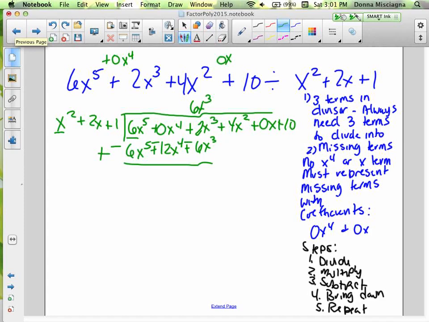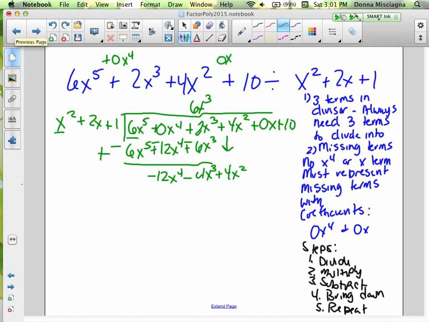6x to the 5th minus 6x to the 5th, that's 0x to the 5th. 0x to the 4th minus 12x to the 4th is negative 12x to the 4th. So we were able to combine because we represented the missing x to the 4th with a 0. And then 2x cubed minus 6x cubed is going to be negative 4x cubed. And we only have 2 terms. We need 3 terms because there's 3 terms in our divisor. We're going to bring down the next term, so down comes the 4x squared.